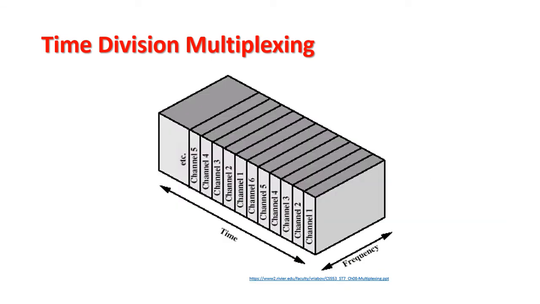This is another illustration of TDM. As you can see, for the entire time, one channel at a time, or one message signal at a time, can pass through, and the message signal that can pass through can consume the entire bandwidth of the path or the channel.